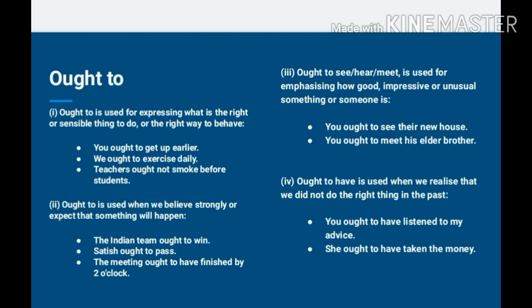Finally, ought to along with have, as ought to have, is used when we realize that we did not do the right thing in the past. For example, you ought to have listened to my advice. She ought to have taken the money. If you look at these two sentences, you can see that the subjects of these two sentences are realizing that they did not do the right thing in the past of listening to advice or taking the money. So in this particular situation, we can use ought to have to express the situation.